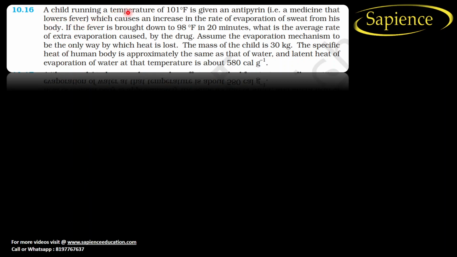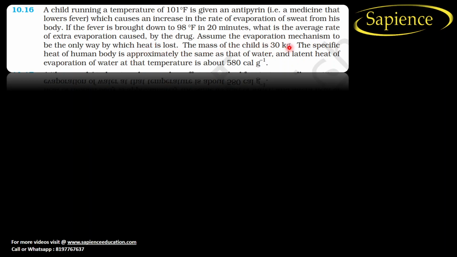A child is running a temperature of 101 degree Fahrenheit. He is given antipyrine, a medicine that lowers the fever, which causes an increase in the rate of evaporation of sweat from his body. If the fever is brought down to 98 degree Fahrenheit in 20 minutes, what is the average rate of extra evaporation caused by the drug? Assume that the evaporation mechanism is the only way by which heat is lost.